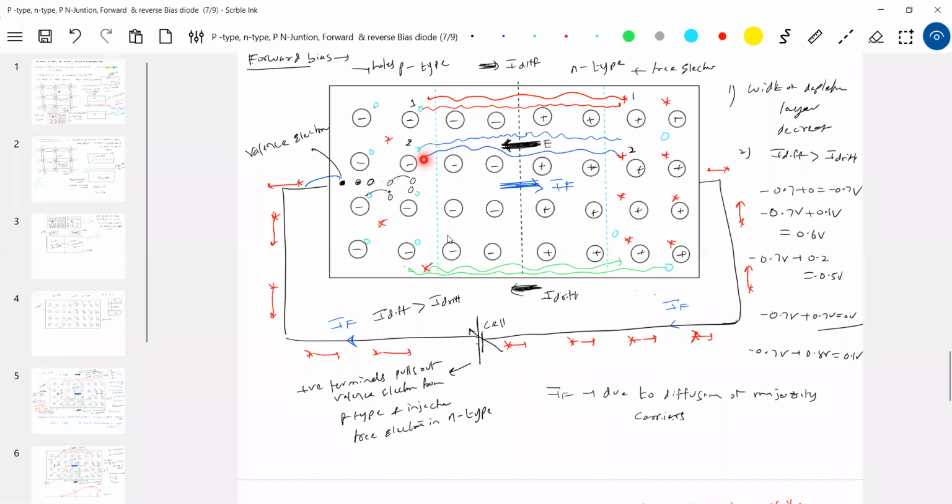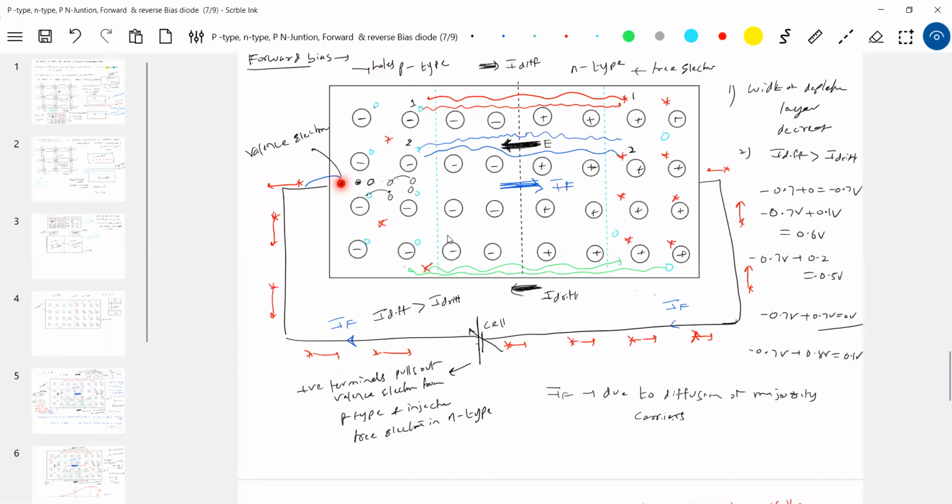This electron which has moved from N to P type will be captured by a hole, and it will jump from hole to hole. Then how is the hole moving? The hole is moving towards right. This electron will move in the form of a valence electron. So nothing but the hole is moving towards right. So I'm showing it here.